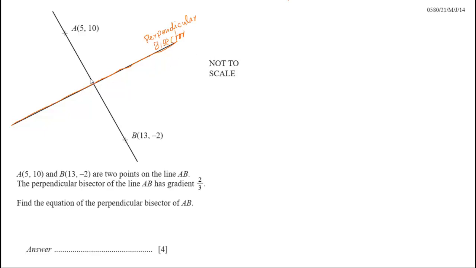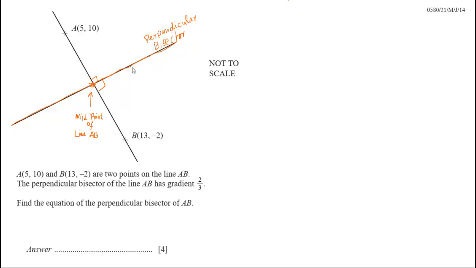Perpendicular means it makes 90 degrees over here, so this is also 90 degrees. Bisector means this orange line cuts line AB at the midpoint. So this is the midpoint of line AB. This point is not the midpoint of the perpendicular bisector. It is the midpoint of line AB.